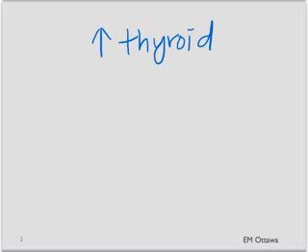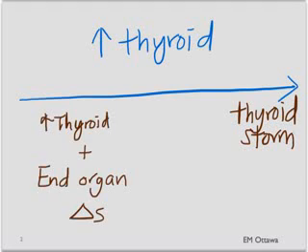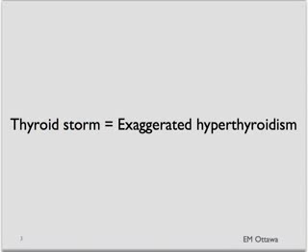What is thyroid storm? Thyroid storm is a form of hyperthyroidism where there is too much thyroid hormone. It sits at the extreme end of hyperthyroidism. It is defined as hyperthyroidism with end organ dysfunction, particularly with cardiac and neurological effects. Patients with thyroid storm, therefore, have exaggerated clinical features of hyperthyroidism.